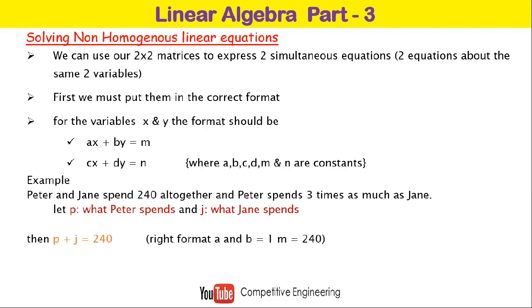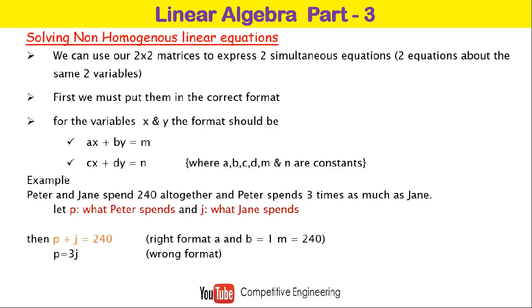Comparing the equation P plus J equal to 240 with the first equation ax plus by equal to m, where a equal to 1, the coefficient of P, and b equal to 1, the coefficient of J, and m equal to 240, where P and J are the variables instead of x and y. The second equation that we have to form: to solve two unknowns, we need at least 2 equations. Okay, to solve 3 unknowns, we need at least 3 equations. So here there are 2 unknowns, so we need 2 equations.